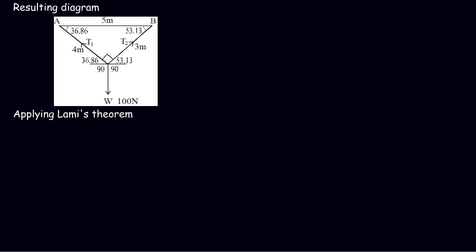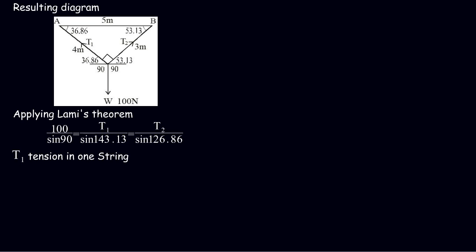Now applying Lami's theorem, 100 divided by sine 90 will be equal to T1 divided by sine 143.13, which will be equal to T2 divided by sine 126.86. Now for the first part, T1, that is tension in one string, T1 divided by sine 143.13 will be equal to 100 divided by sine 90. So T1 will be equal to 100 sine 143.13 divided by sine 90, which will be equal to 60 Newton.